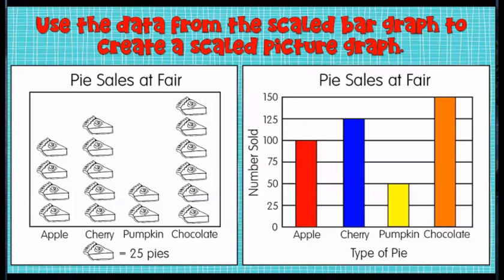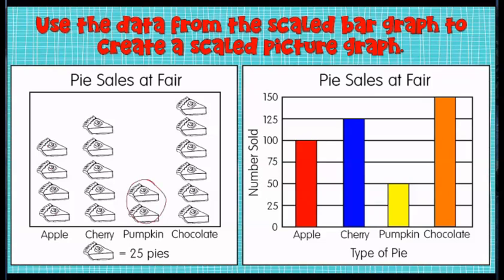So 4 quarters equal $1, which would be like our apple pies. 4 pies, 1, 2, 3, 4. 4 equal $1 or 100. Then I have 125, so we'd need 1 more quarter. So you can see the cherries have 5 pies. Pumpkin pies, 2 quarters would equal 50 cents or 50. So you can see we've got 2 pies.